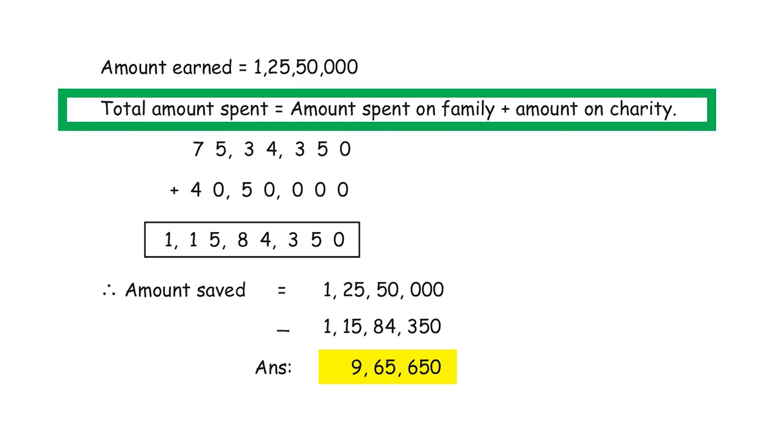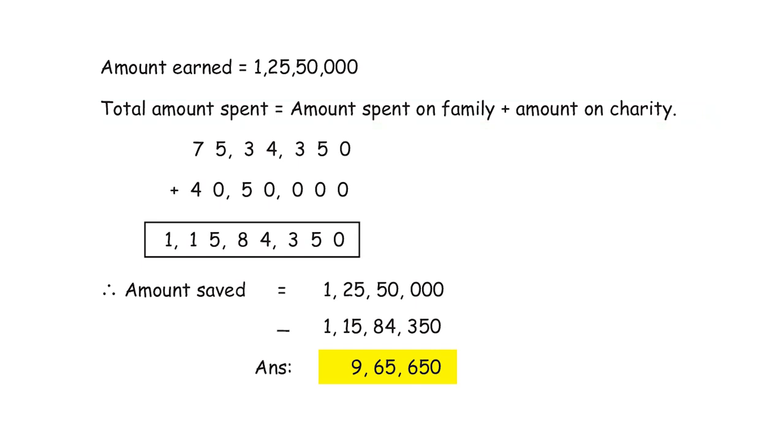What about the total amount spent? Total amount spent is equal to amount spent on family plus amount on charity. And let's write down what is the amount spent on family. It's 75 lakh 34,350 rupees plus 40 lakh 50,000 rupees. Remember to write all the digits in the correct place value.